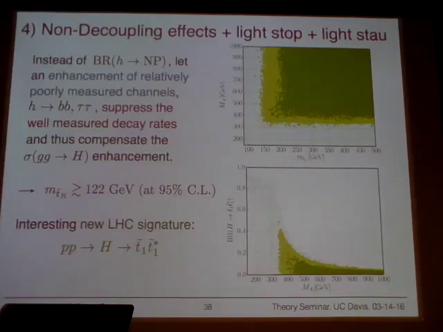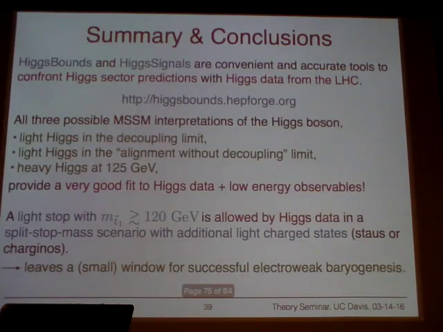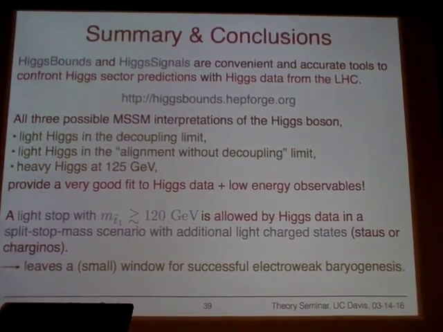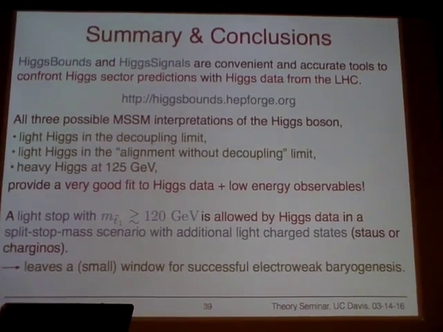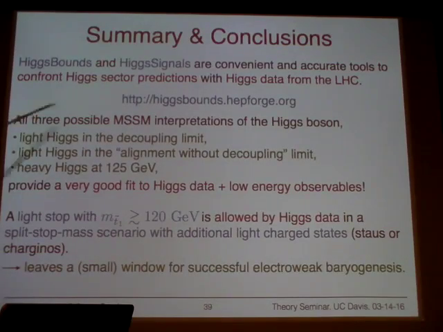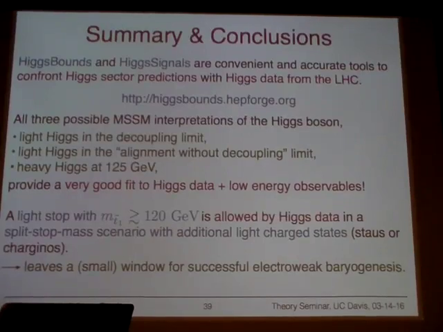Yep. All right. So this is my summary. In the beginning, I told you about these two codes, HiggsBounds and HiggsSignals, which you can use to test your favorite model against the Higgs data. You can check it out on this website, and I'm happy to assist with any installation or usage of these codes. And then I looked at these three possible interpretations of the MSSM: the light Higgs in the decoupling limit, the light Higgs in the alignment without decoupling limit, and this heavy Higgs interpretation.